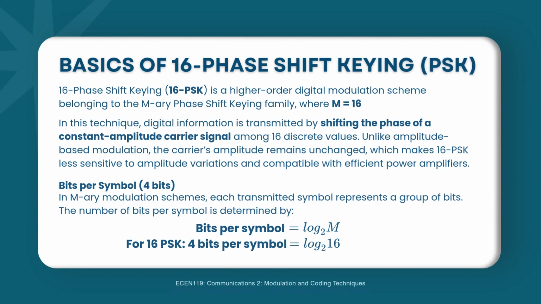16 phase shift keying, or 16 PSK, is a higher order digital modulation scheme that belongs to the M-ary phase shift keying family, where the number of distinct signal states, or M, is equal to 16. In this modulation technique, digital information is transmitted by shifting the phase of the carrier signal among 16 discrete phase values. The amplitude of the carrier remains constant, and only the phase is varied to represent different symbols.